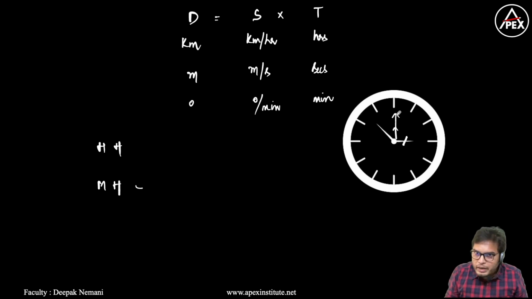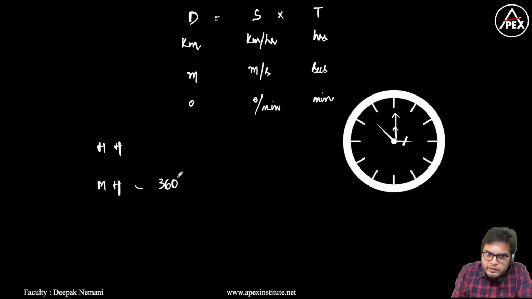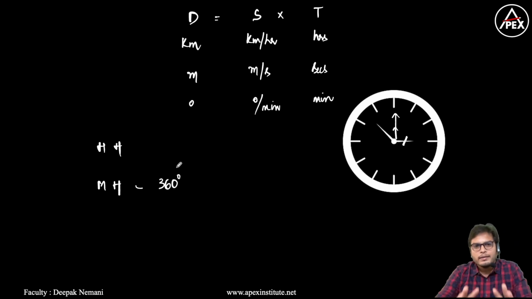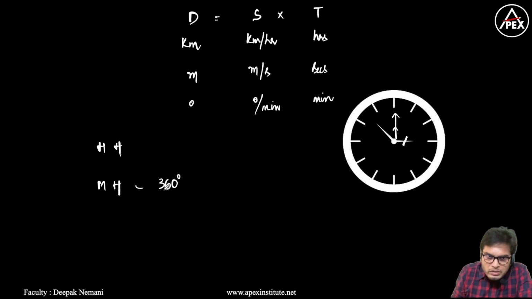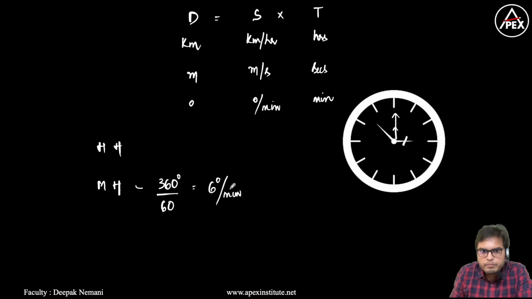Now when will this minute hand, the longer hand, be at 12 again? After 1 hour. At 1 o'clock, this hand will be again at 12. So in this 1 hour, it has covered a total of 360 degrees, because one complete rotation is 360 degrees. So it has traveled 360 degrees in how many minutes? 1 hour means 60 minutes. So 360 degrees by 60, this is nothing but 6 degrees per minute. Now this is the speed of minutes hand, right?